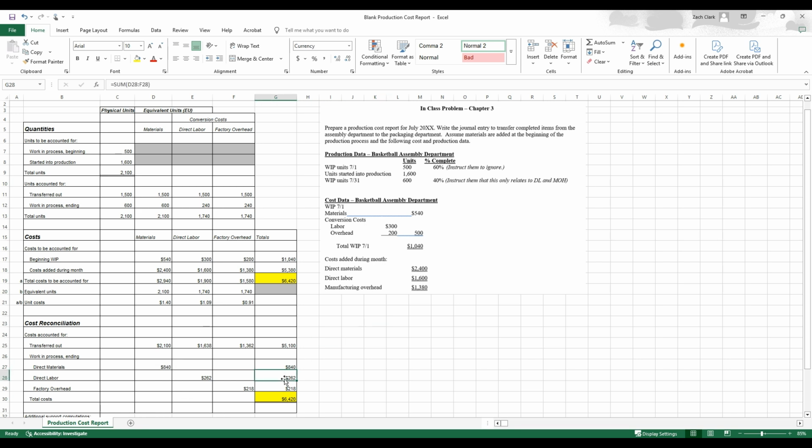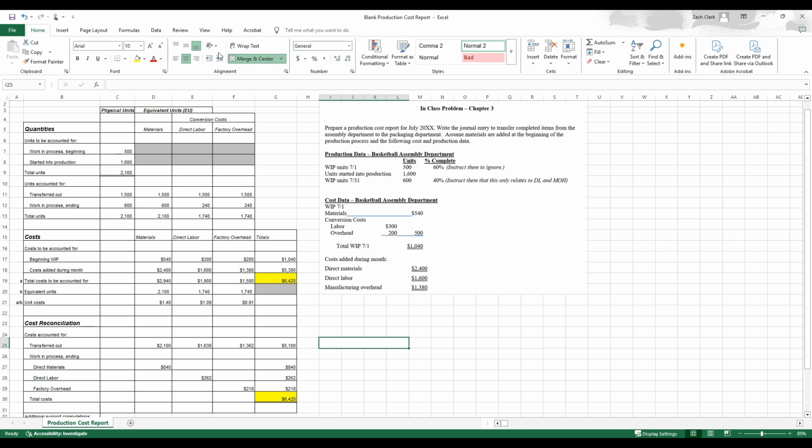So 840, 262 factory overhead would be listed out like this for what's in beginning WIP, because ending of one month becomes the beginning of the next, essentially. So this is all completed now. And then the last thing it asks us here is, what would the journal entry be to transfer these completed products out from our department to the next department?